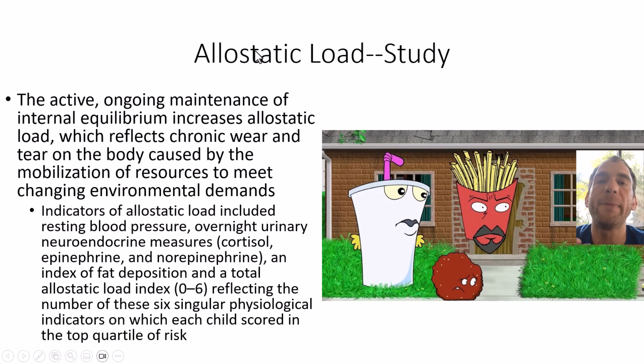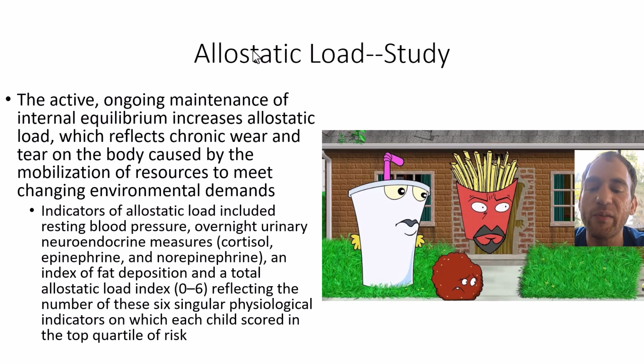Now, one way that you can measure the accumulation of stress is through something called allostatic load. This is operationally defined as the active ongoing maintenance of internal equilibrium, which increases allostatic load, which reflects the chronic wear and tear on the body caused by the mobilization of resources to meet changing environmental demand. Like we talked about early on in this class, we have this idea of equilibrium, homeostasis, and in response to our environment, we have various physiological responses. The idea of allostatic load is attempting to measure the wear and tear on a biological level of these stressors. It's going to be a composite measure, which aims to measure the physiological impact of this chronic wear and tear of living in a stressful environment.